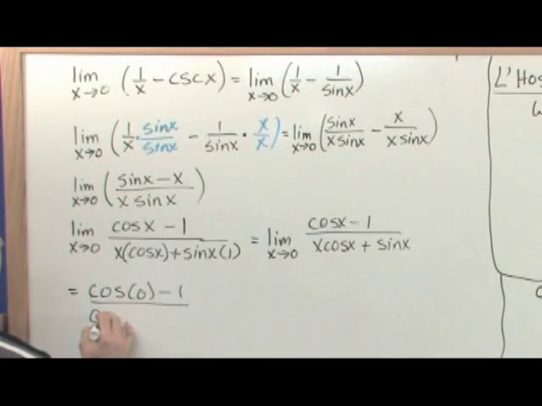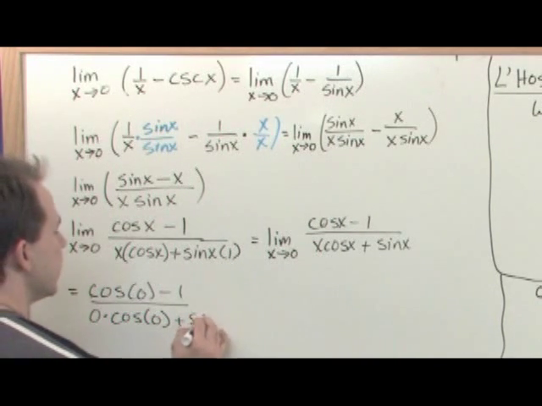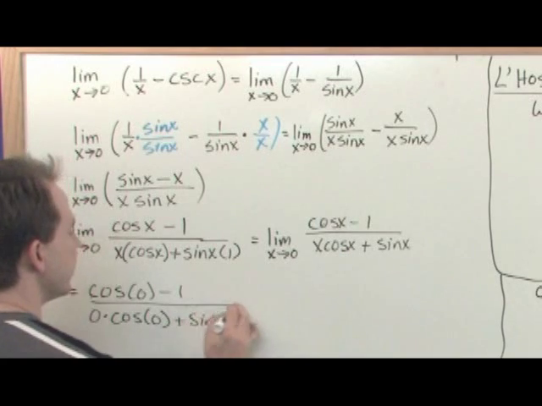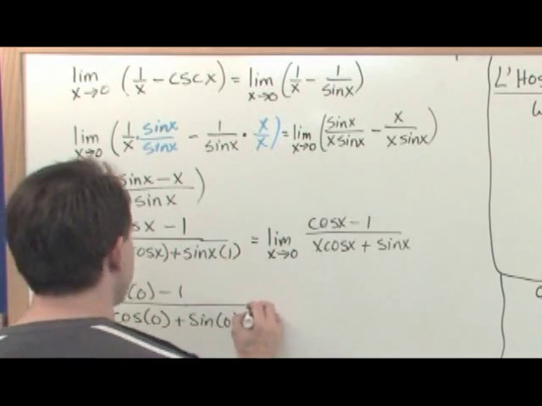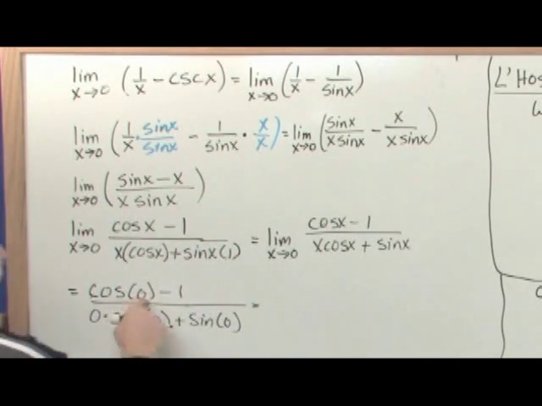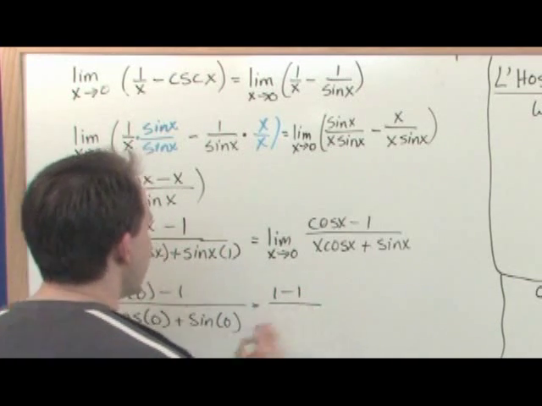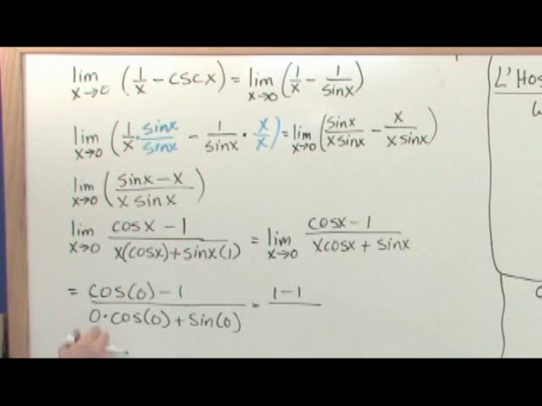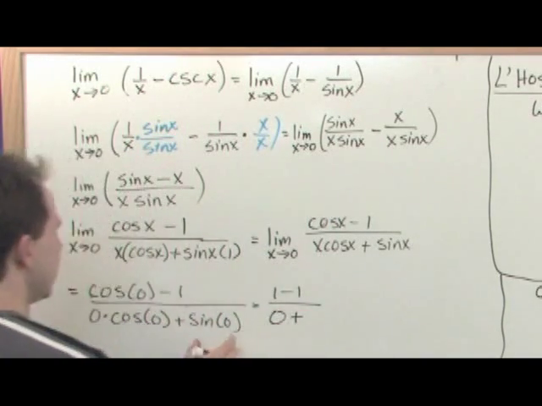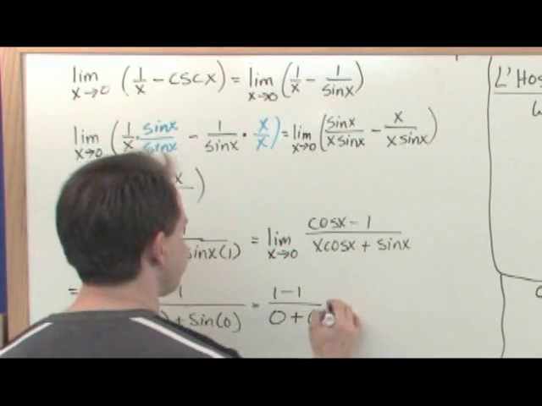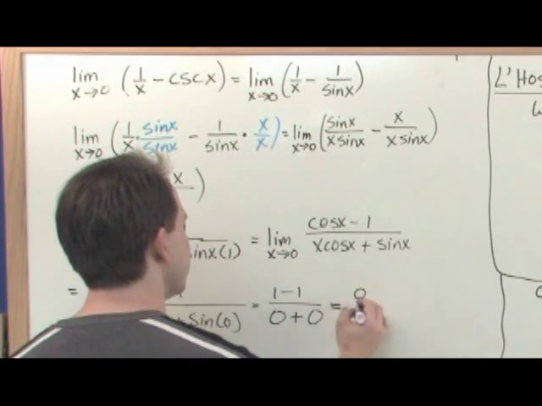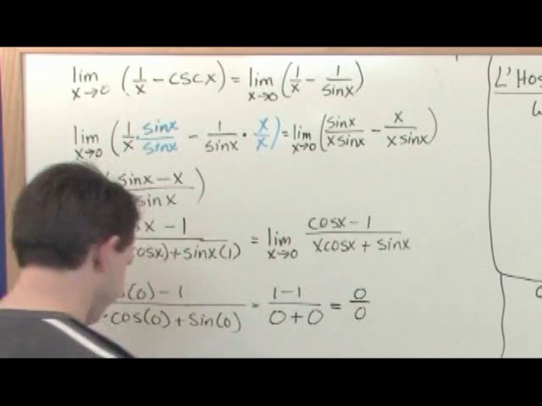It's the 0 times cosine of 0 plus sine of 0. And let's just do this and hope that we got something simpler. Okay? Cosine of 0 is 1. So you're going to have 1 minus 1 on the top. And on the bottom, you're going to have 0 times cosine 0. Cosine 0 is 1. So you're going to have 0 plus sine of 0 is 0. So you're going to have 0 over 0.